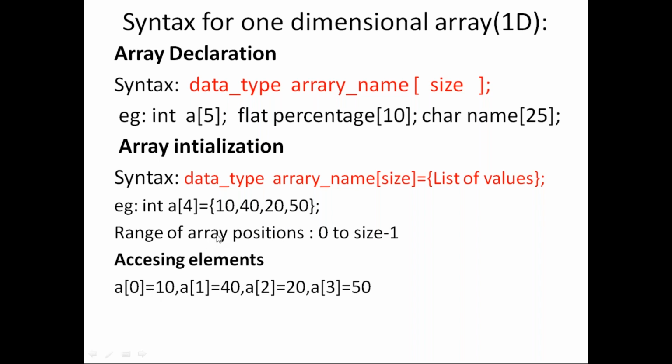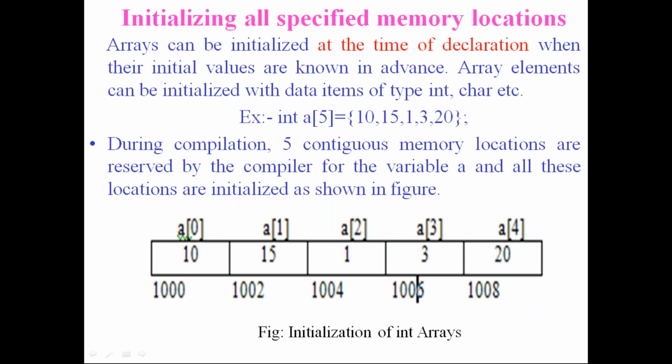So we can access elements like a[0], which is 10. a[1] is 40. a[2] is 20. And a[3] is 50. Something like that, we can go and access them.